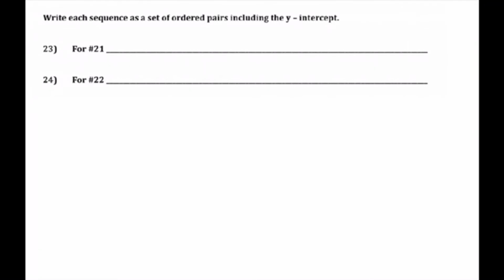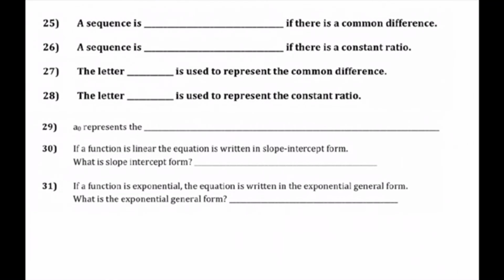We'll skip this part. Right is a set of ordered pairs, so we already talked about doing that. Let's skip that one. This one, we're going to skip most of too because it's just reviewing the vocabulary. So we won't worry about that. You can probably quickly write it in anyway. But let's go to 29.